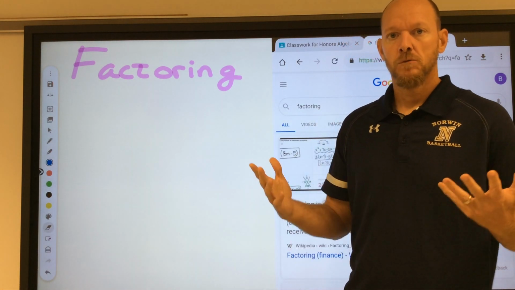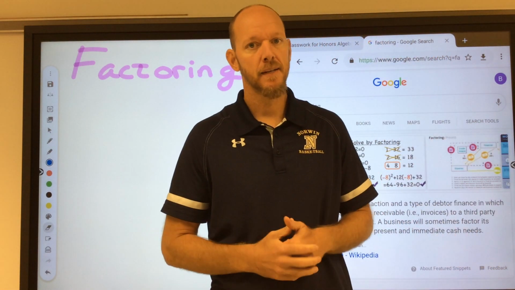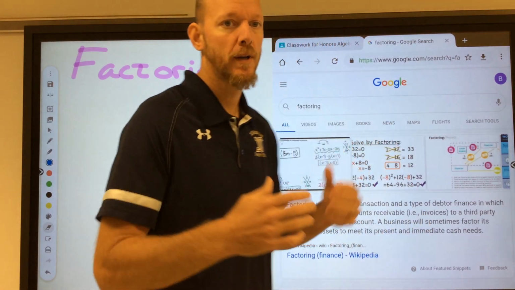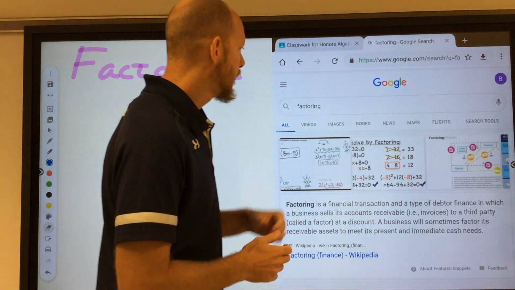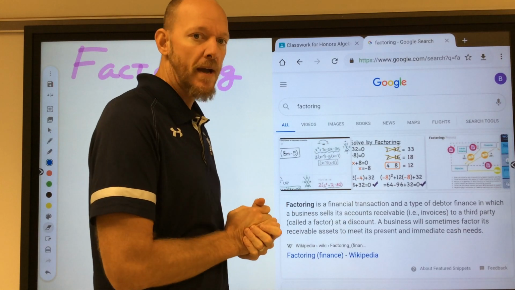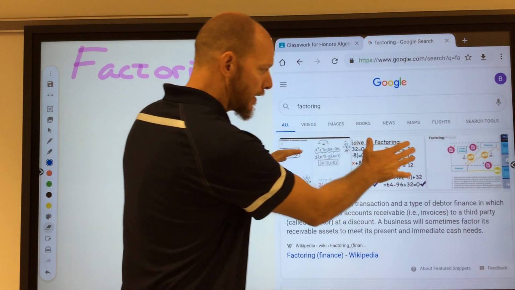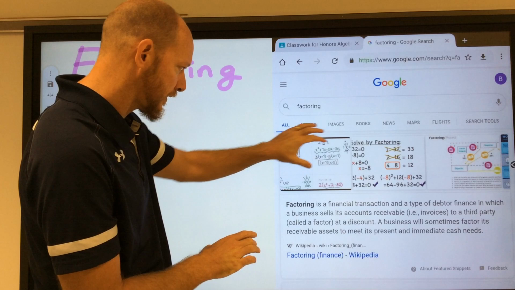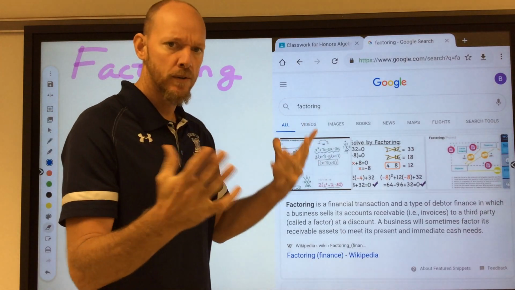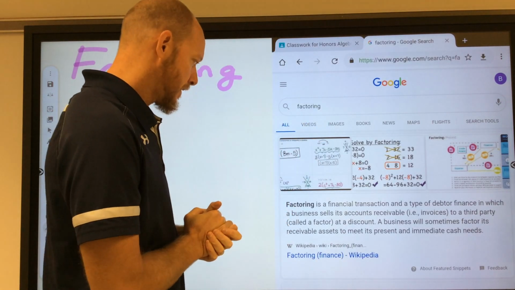Factoring. So what's factoring? Again, when in doubt, let's go ahead and take a look at what Google has to tell us. So when I do a factoring search, I see that I'm getting some math related stuff. I see some numbers in there. And so, all right, let's take a look at their definition.